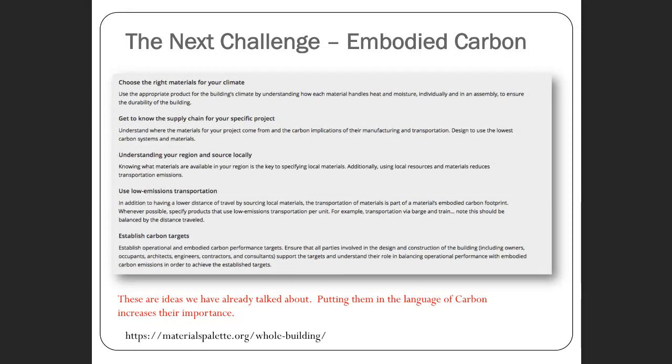So these are things we just talked about. Putting them in the language of carbon kind of makes them more important, kind of brings it all home to serving to reduce the carbon content of our buildings.